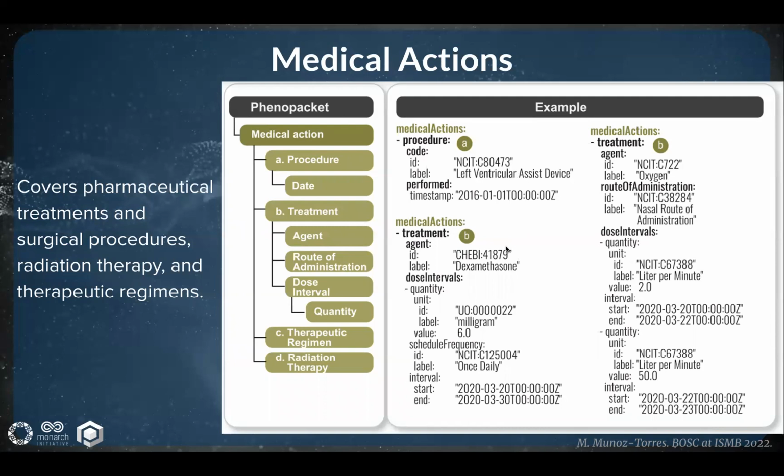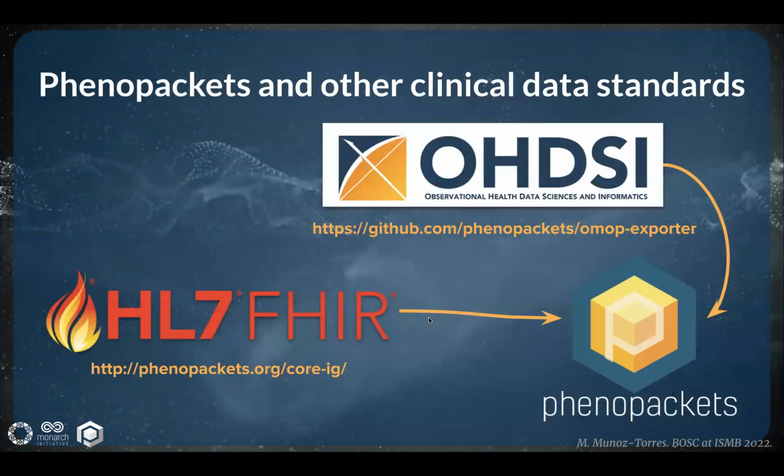And then the intravenous administration of dexamethasone and the provision of oxygen by nasal cannula over here at an initial dose of 2 liters per minute that was later increased to 50 liters per minute. In general, a medical action consists of one of 4 options: procedure, treatment, therapeutic regimen, and radiation therapy. And the Phenopacket can include an arbitrary number of medical actions.